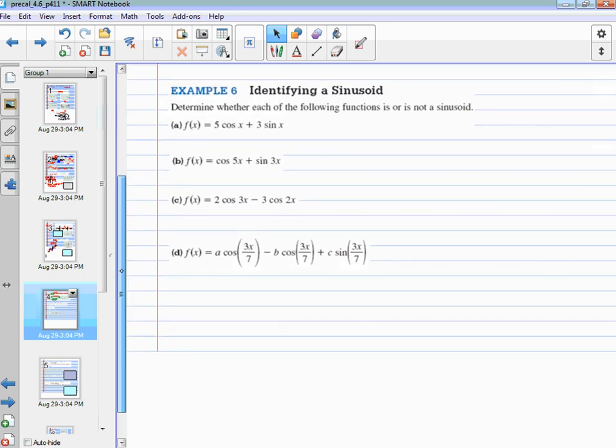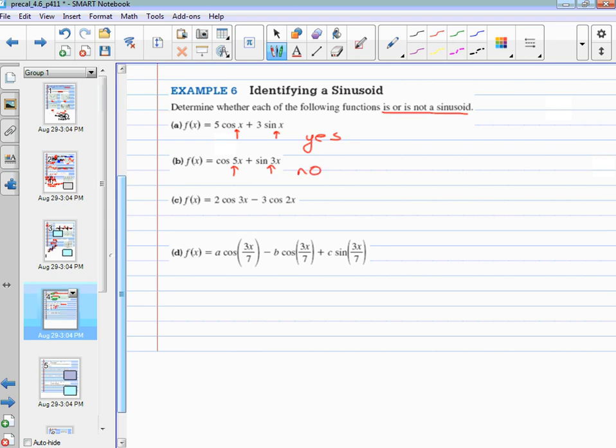Do we have a sinusoid when we are done adding these? Determine whether each of the following functions is or is not a sinusoid. Well, I look at the b value. 1. Yes, that's a sinusoid. Right over here, b value, no, that's not a sinusoid.